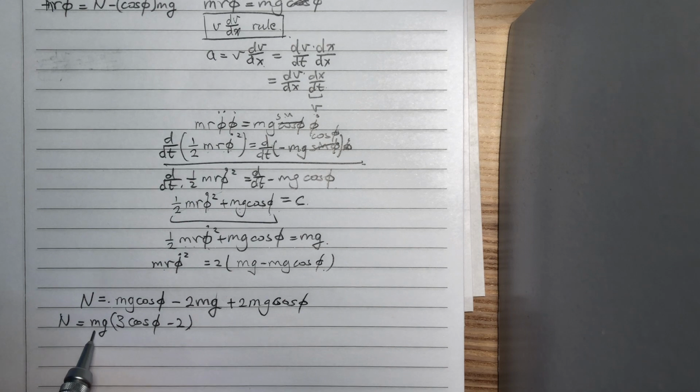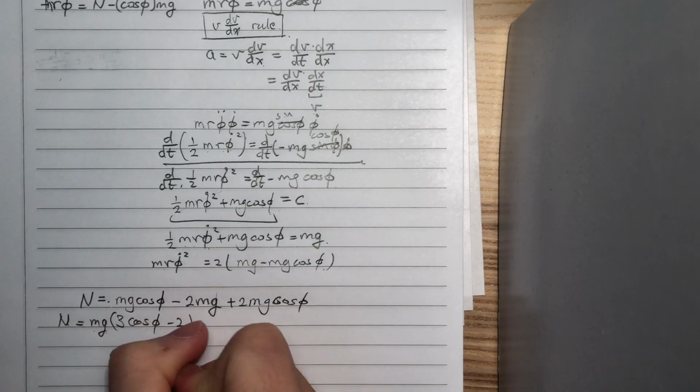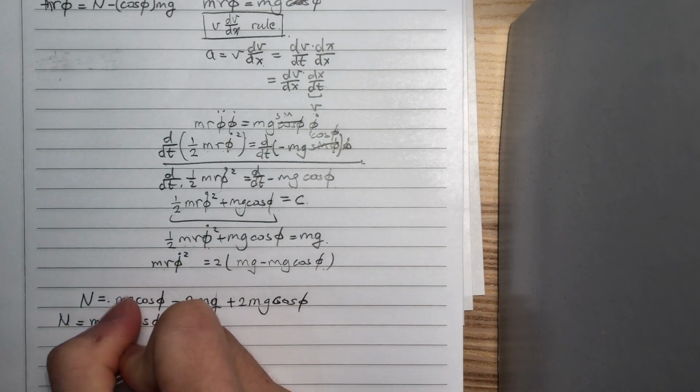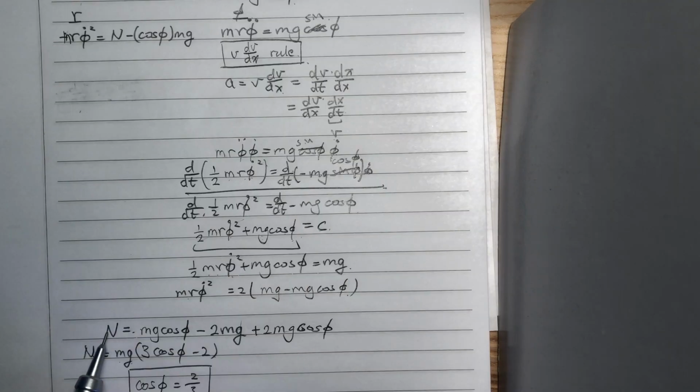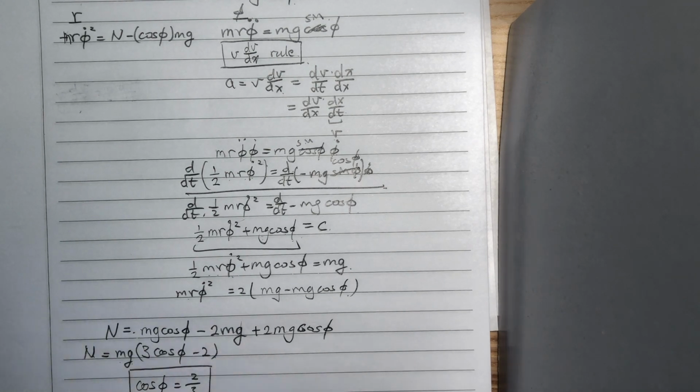We know that m is non-zero and positive, g is non-zero and positive. So the only way for N, our normal force, to be 0 is when cos of phi equals 2 over 3. If the normal force equals 0, that means the particle is not touching anything, and that's what we want to find, the angle at which the particle leaves the hemisphere. So here is our solution.